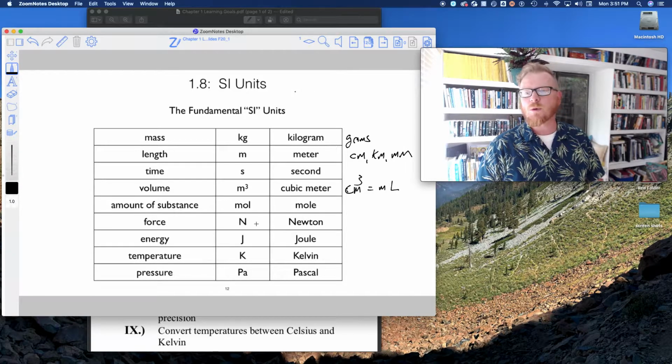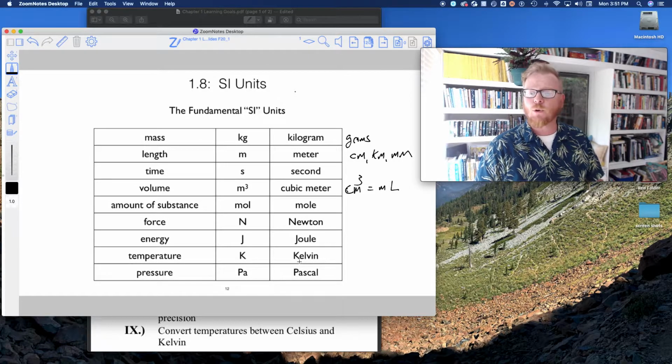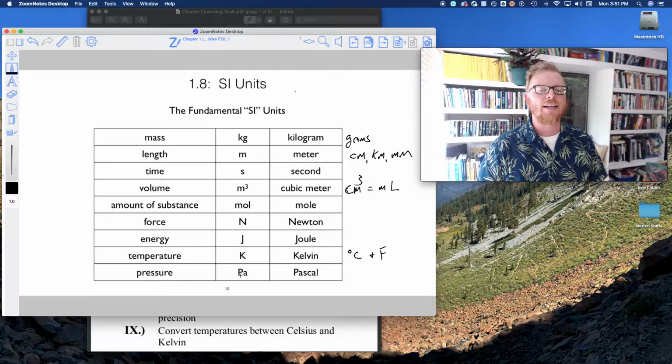We really won't do much of that in this class. That'll be more relevant to your physics class. We will use energy units quite a bit, and that's the joule, J for joules. Temperature, we will almost exclusively use the Kelvin scale, although you should be familiar with Celsius and Fahrenheit and how to interconvert between these three. And pressure, our SI unit, is the Pascal. We're going to get into that in a lot more detail in due time.